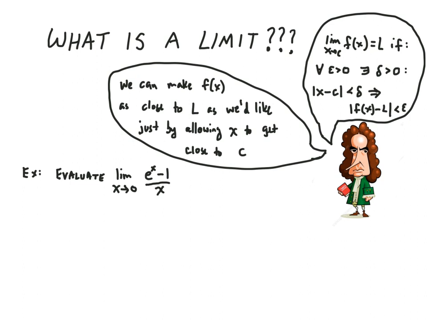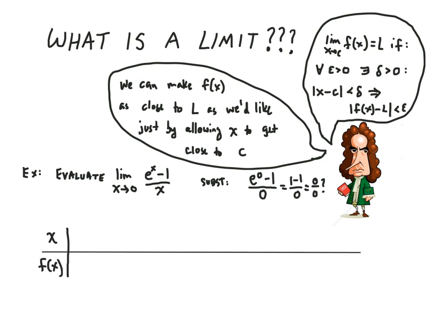In this example, rather than using a graph, I'll use a table to show what it means to get x sufficiently close to 0 and show where y gets sufficiently close to some limit. First, notice that you can't solve this by substitution. When I plug in 0, I get e to the 0 minus 1 over 0, which is 0 divided by 0, and we don't know the answer to that. So this is a function whose intended value is not the same as its actual value.